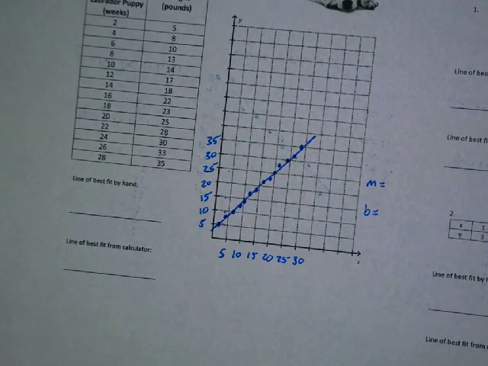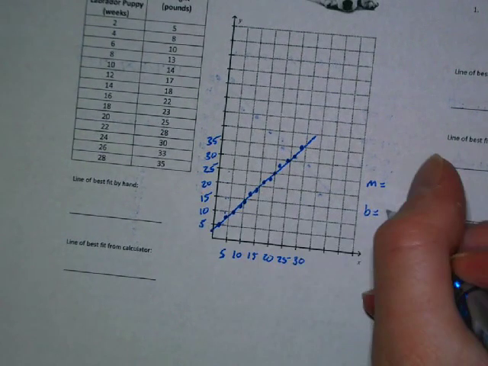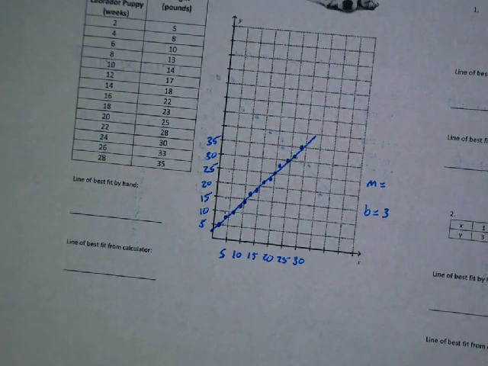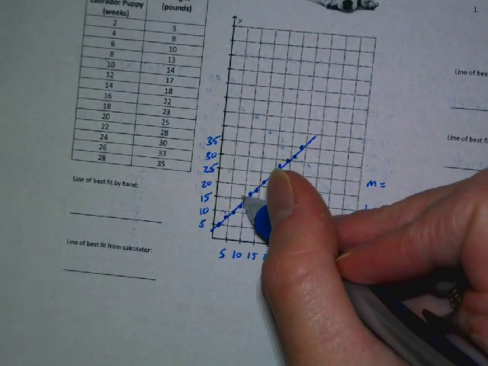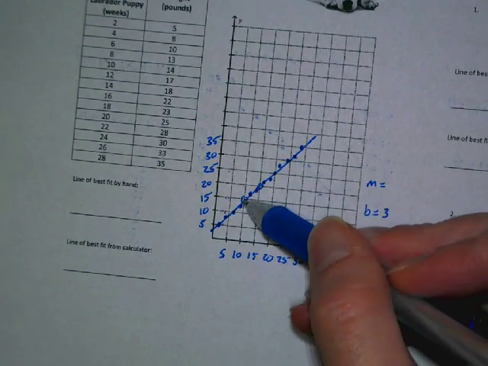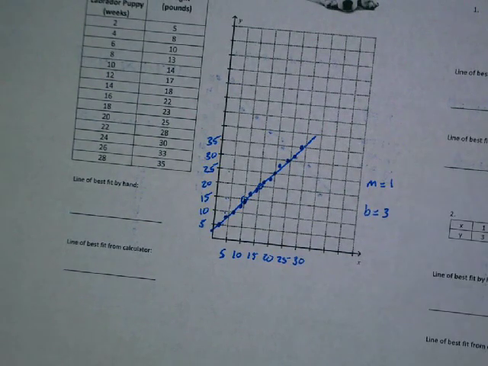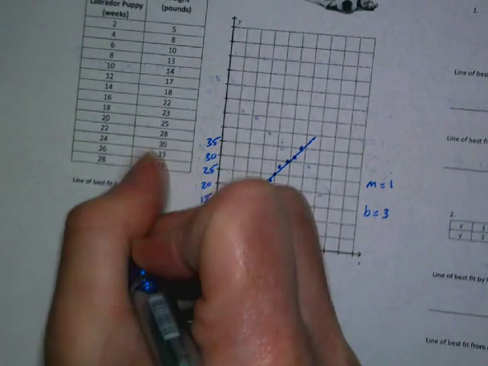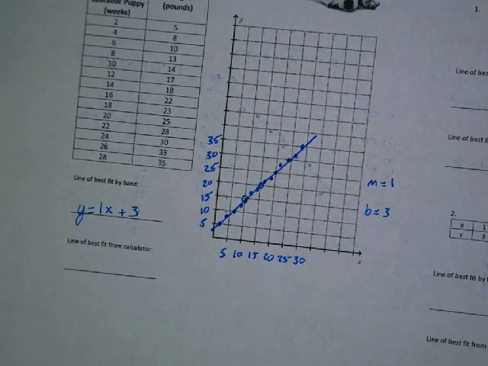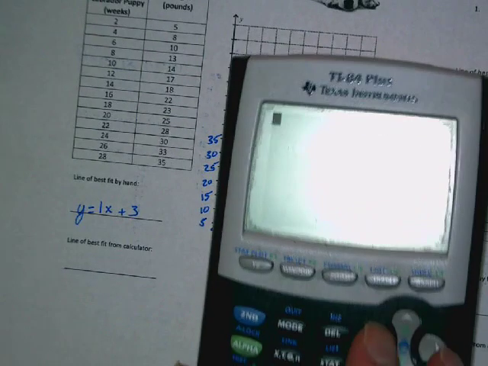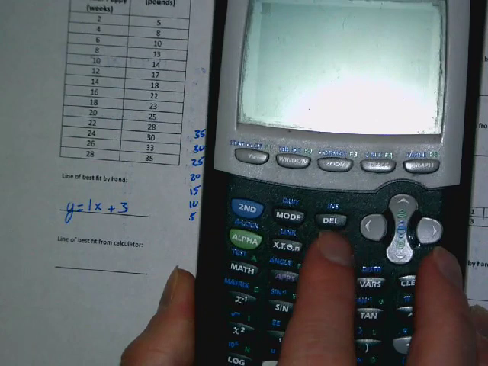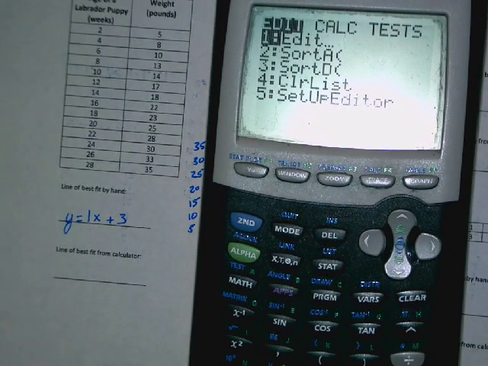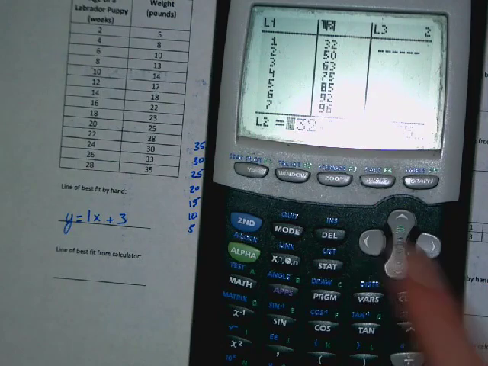All right, so draw a line of best fit by hand. So there's mine. For my y-intercept, I'm going to say it's about at 3. And for my slope, I'm going to estimate, say there's a point here and a point there. So that'd be up 5, right 5, which would give me a slope of 1. So I'm going to say, by hand, my equation is y equals 1x plus 3. And then everybody go to your calculator to make sure we can all get the same answer.